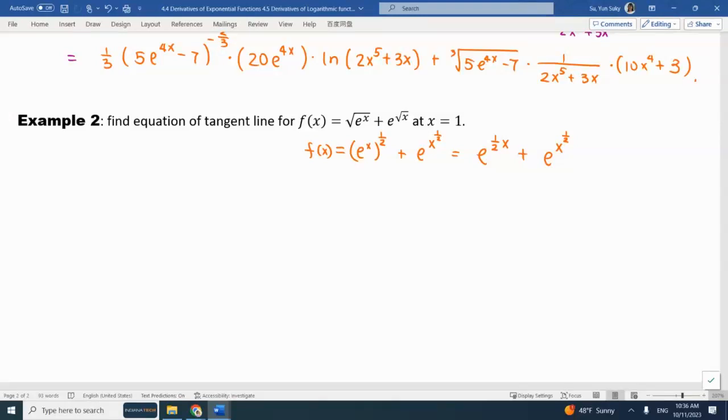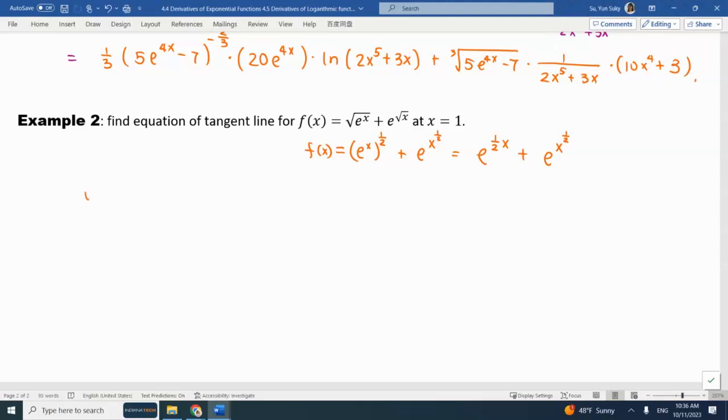If the problem asks you to find the normal line, it is perpendicular to the tangent line. So the slope of the normal line will be the negative reciprocal of the slope of the tangent line, right? Yes. Okay.